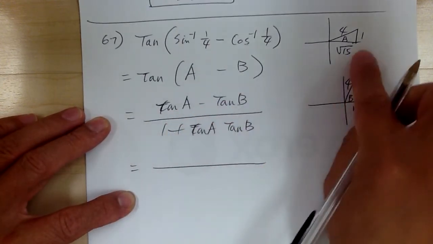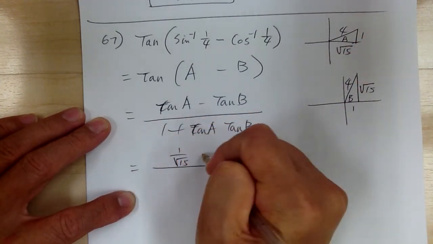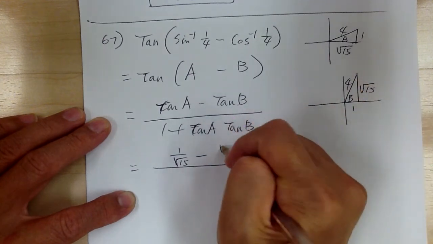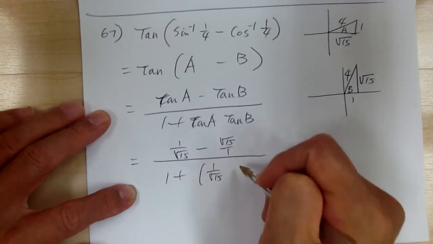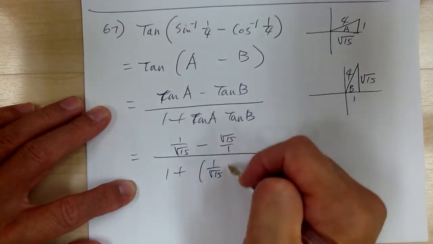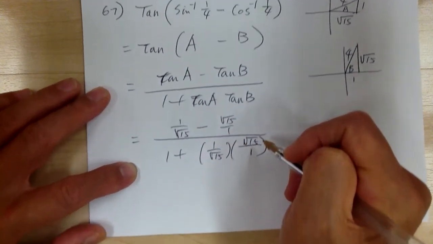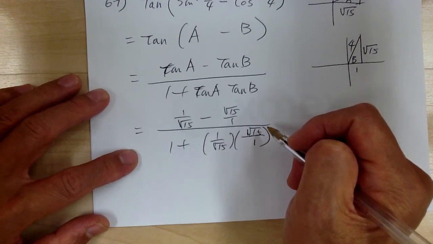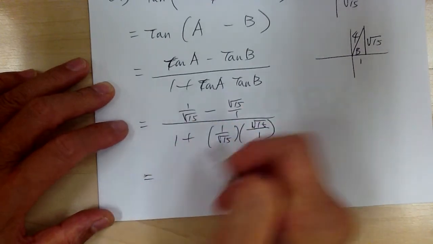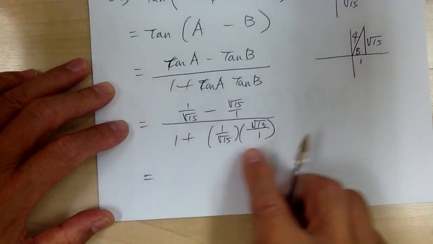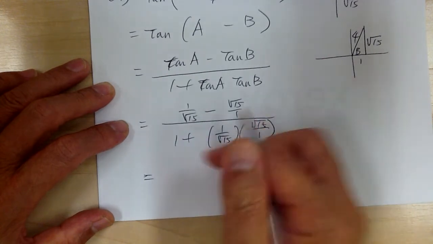So tangent of A, you have to look over here. Tangent is sine over cosine, so it'll be 1 over square root of 15. Tangent B is square root of 15 over 1 plus tangent A times tangent B. From here you can see that this one cancels out, so it becomes over 2.